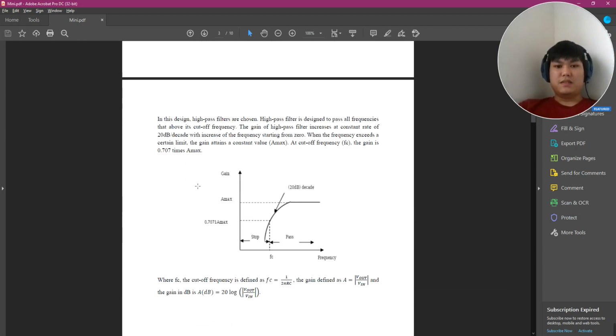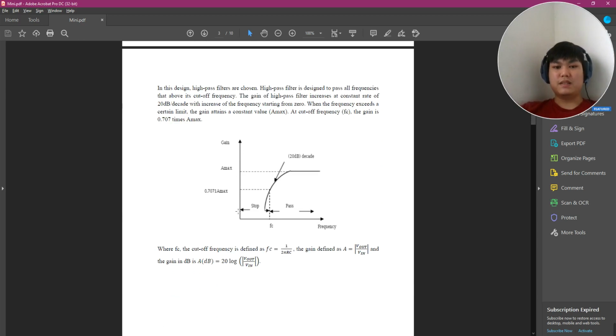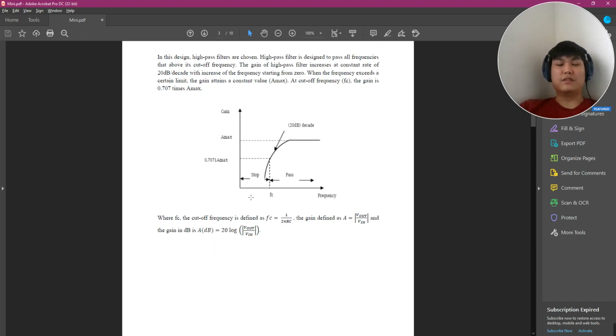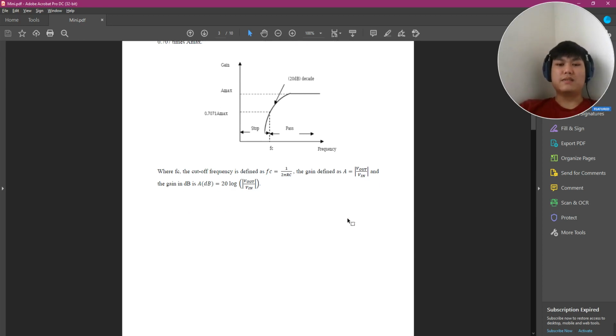So this is the high pass, which allows high frequencies to pass through. For first order, the roll-off is 20 dB per decade. Here is the theoretical value. We can calculate the critical frequency for the first order using the formula 1 over 2 pi RC. We can calculate the gain by taking the modulus of V out over V in. To find the gain in decibels, we use 20 log of the gain.